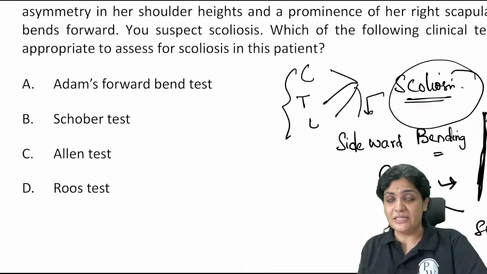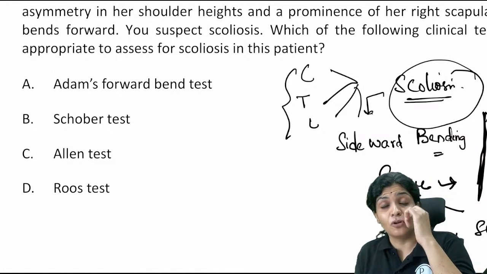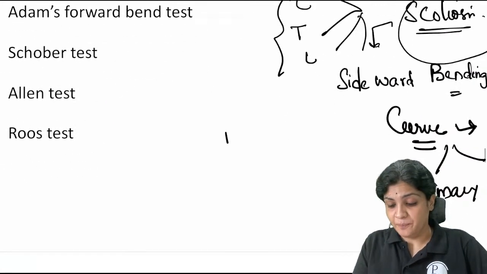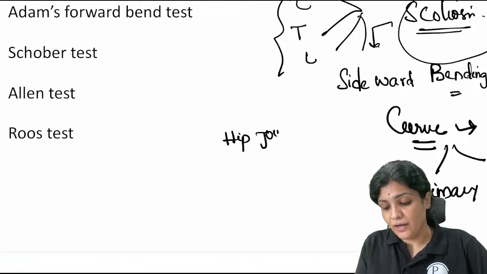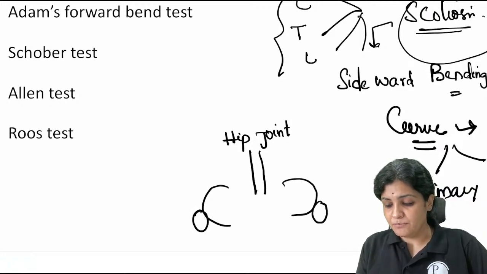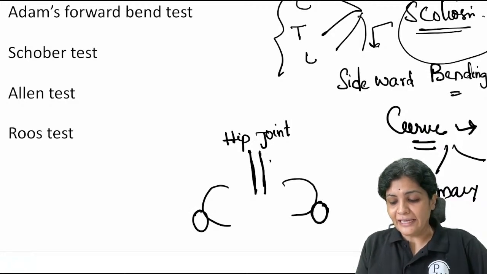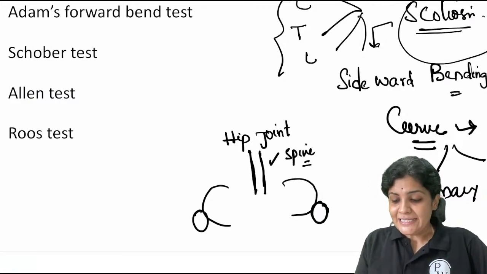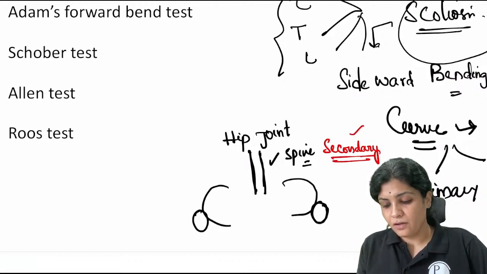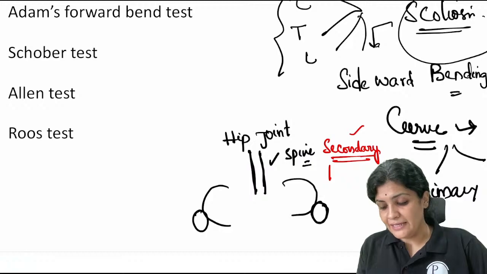This scoliosis, this sideward bending, can also occur as a compensatory mechanism of hip joint pathology. Whenever the hip joint is connected to the spine, so if you see, these are the hip joints and this is the spine in the center. If there is some problem in the hip joint, there will be bending in the spine. Is that clear? So what do we call this? Secondary scoliosis, or compensatory scoliosis.